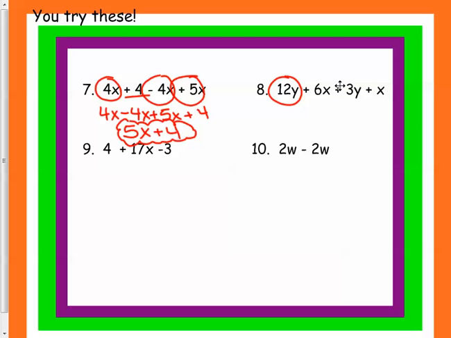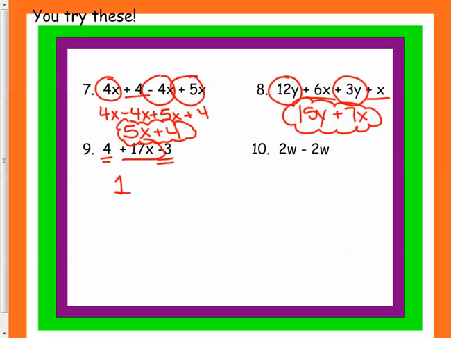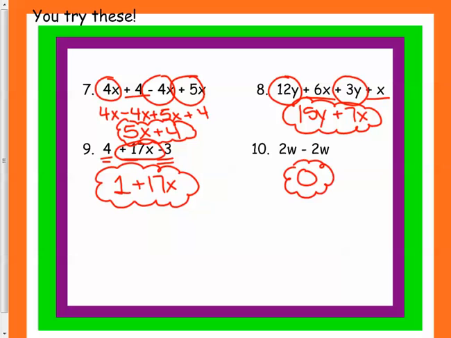Over here, I have 12y plus 3y, which gives me 15y. I have positive 6x and a positive x. 6 plus 1 gives me 7x. In the next one, I have 4 minus 3, which gives me positive 1. And then this one, this 17x, is all by itself. So 1 plus 17x. 2w minus 2w just leaves me with a big fat 0.